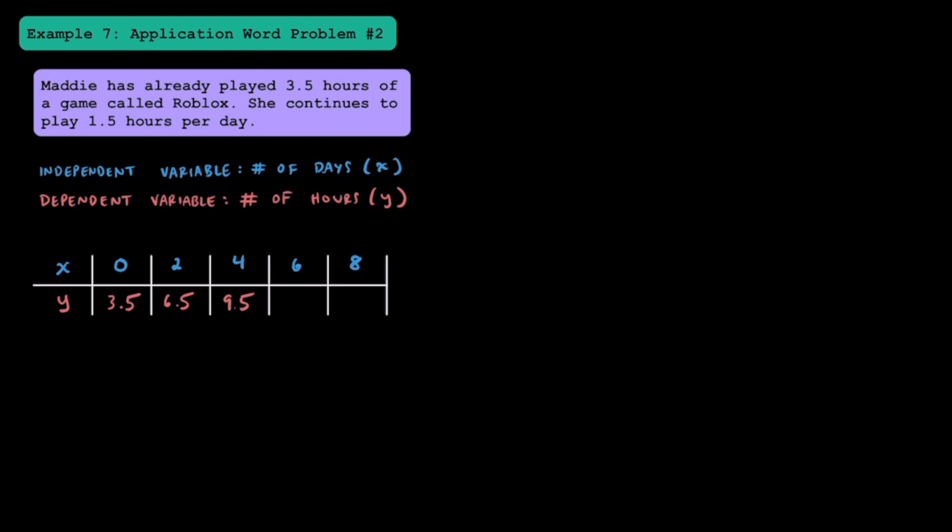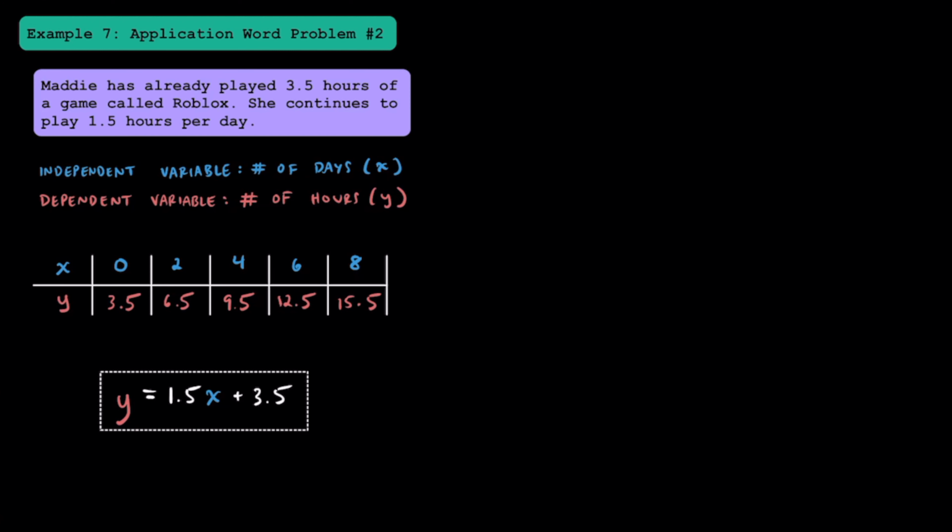If 6 days go by, 6 times 1.5 is equal to 9, and 9 plus 3.5 is equal to 12.5. And when x is 8, or 8 days go by, 8 times 1.5 is going to be 12, and 12 plus 3.5 is going to equal 15.5. Our linear equation here is going to be y is equal to 1.5 times x plus 3.5. This constant term of 3.5 represents the 3.5 hours that Maddie has already played, and this 1.5x represents the fact that Maddie's going to be playing 1.5 hours per day.